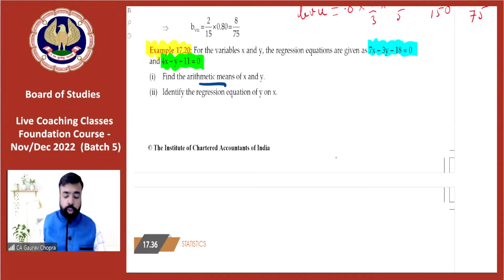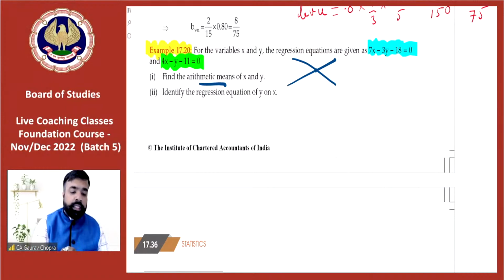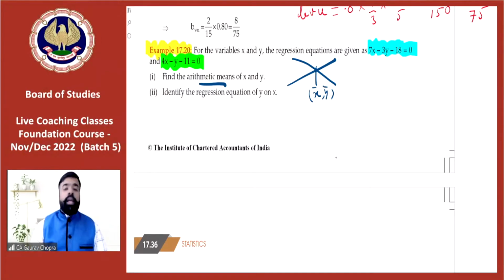So for calculation of arithmetic mean, we have done one property, like whenever two regression lines intersect each other, we get arithmetic means. Like these are the two lines and they are intersecting at a particular point. So this coordinate is known as mean, that is x bar and y bar. So how to solve? We can solve both the equations simultaneously and get the result.